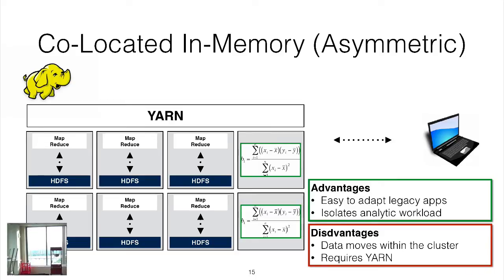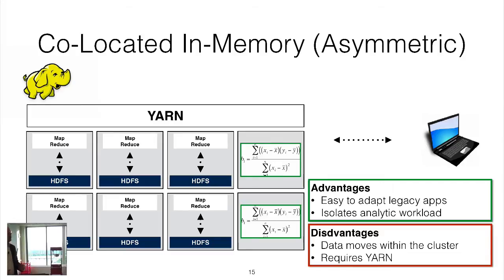Now, the benefit of this approach is it's easy to adapt legacy applications. In other words, there are legacy analytic tools that were developed to run in clustered computing environments. They were developed before Hadoop, right? But those tools are relatively easy to shove under Yarn and run them in parallel with everything else. And this approach isolates the analytic workload.